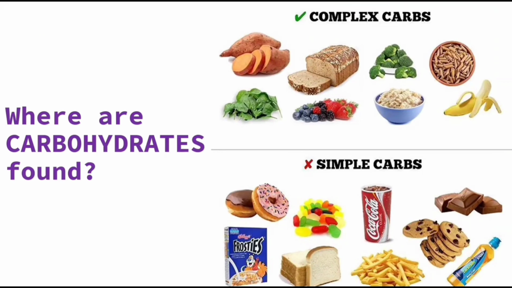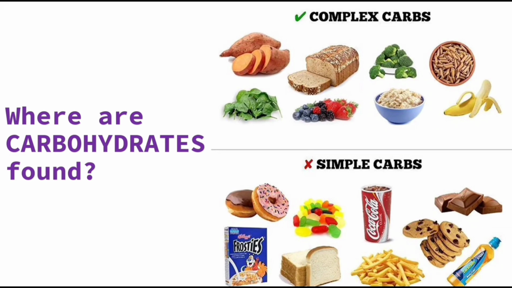Complex carbohydrates generally come from natural whole foods such as fruits, starchy and non-starchy vegetables, whole grains, legumes, and nuts. They contain fiber and are beneficial to our diet. Simple carbohydrates are highly processed refined carbs such as candies, cookies, soda, fast foods and junk foods, processed breads and cereals, and dairy products. They are generally very high in calories, low in fiber, and contain low nutritional value.